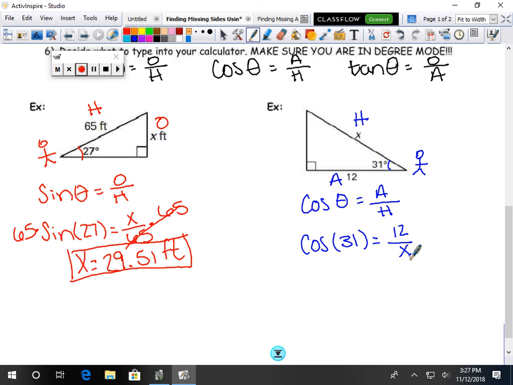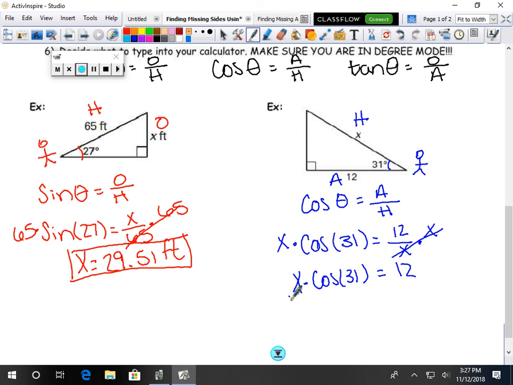Okay, so this problem is going to require a few more steps than the last one. Right, X is on the bottom of my fraction this time, so I need to move it out of the bottom of the fraction before I can start this problem. I'm going to multiply both sides by X. X's will cross out here. Okay, so I'm going to come right down here and rewrite this. X times cosine 31 is equal to 12.